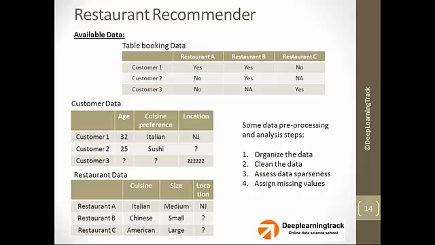However, this data has to be processed. It cannot be used as is. You can see there is a lot of missing data here. There's a lot of gibberish data here.